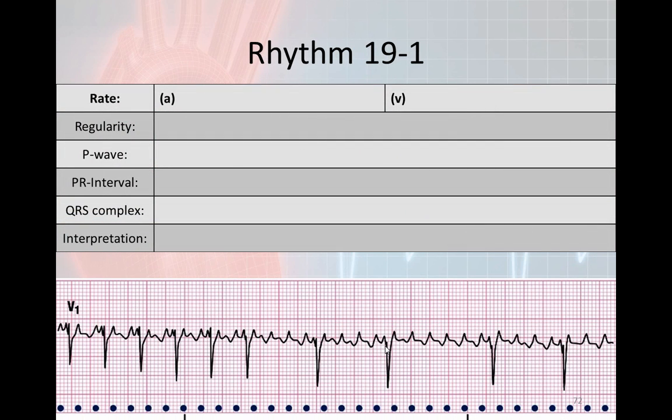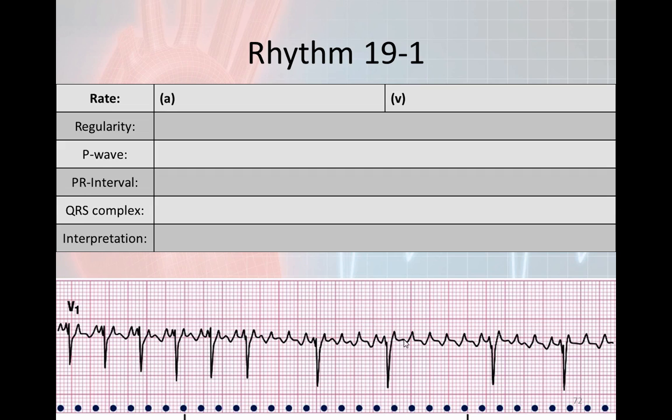So let's look at some rhythms here. First thing we need to do, like always, is start out with the rate, atrial and ventricular rates, and then we'll walk through this in a step-by-step fashion. So the first thing I want to show you is how to determine an atrial rate. Just because there are no P waves does not mean that there is no atrial rate. You can still determine an atrial rate on an atrial flutter. And let me show you how.